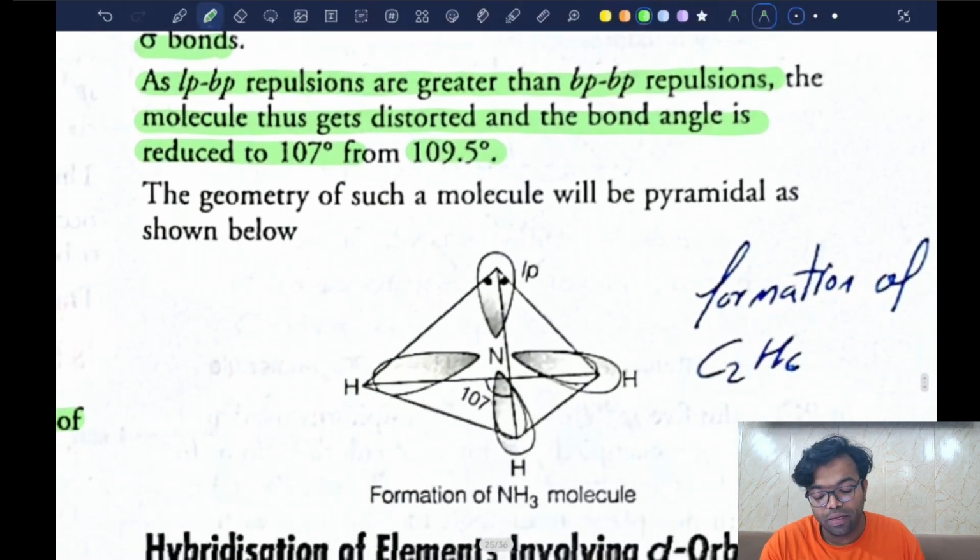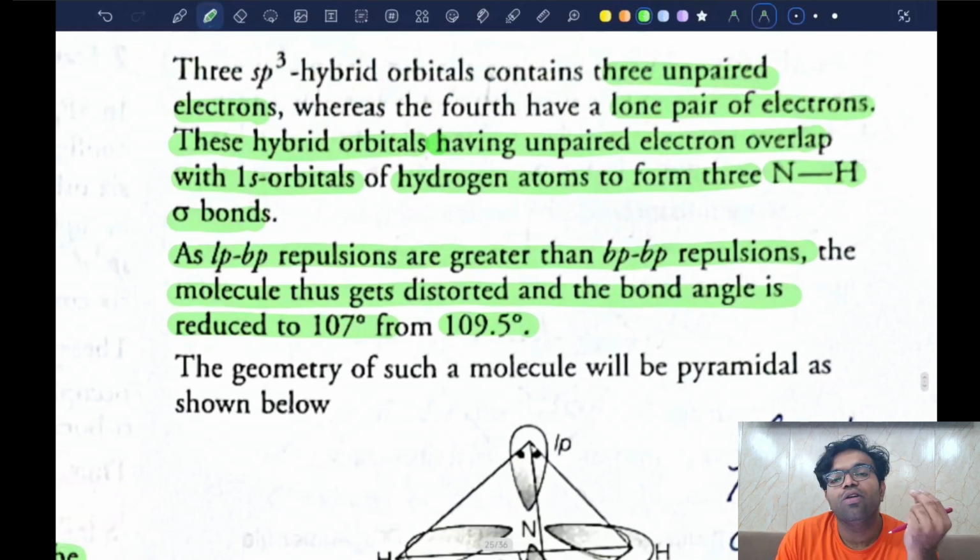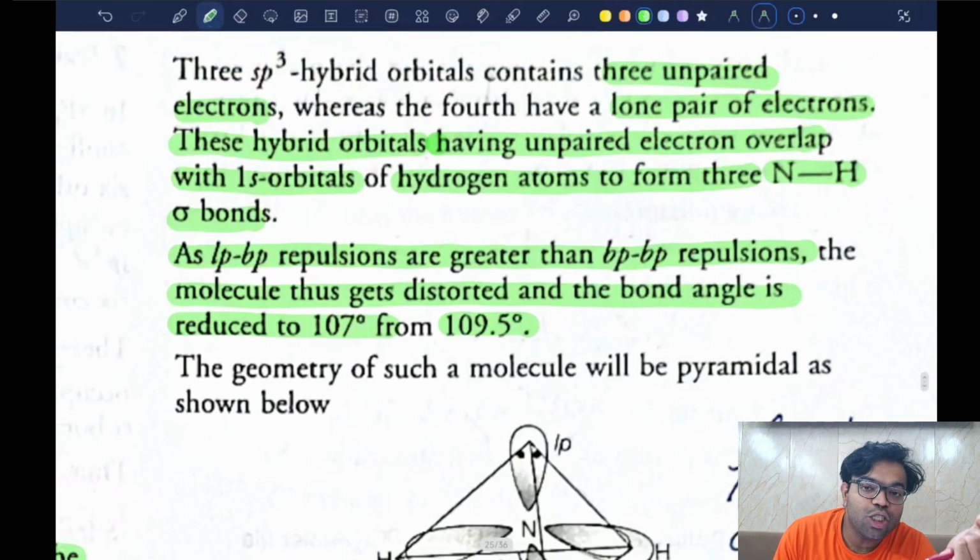So Drupad, how many hybrid orbitals do we have? We have four hybrid orbitals. From the four hybrid orbitals that we have, three are going to be used to form bonds with the three hydrogen atoms. Okay, and one of the hybrid orbitals is going to be used to place the lone pair of electrons. Thus, the geometry is going to be tetrahedral.